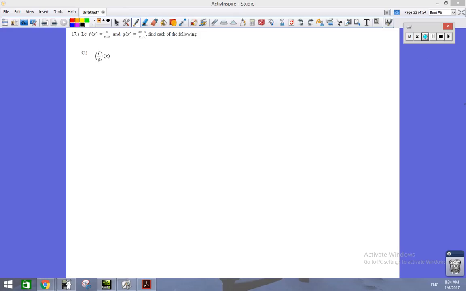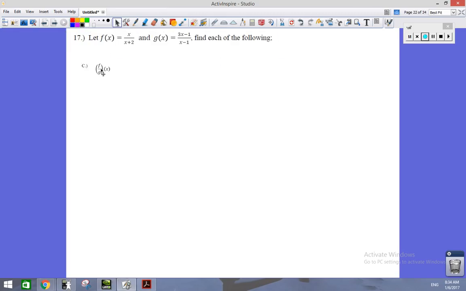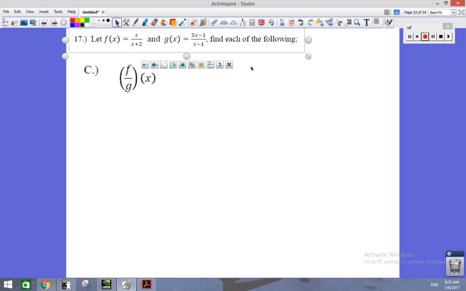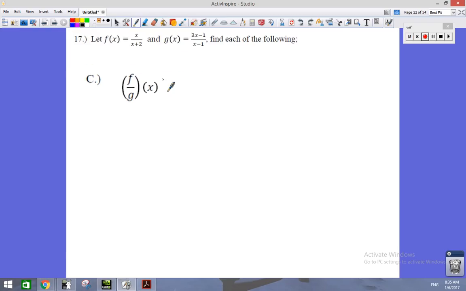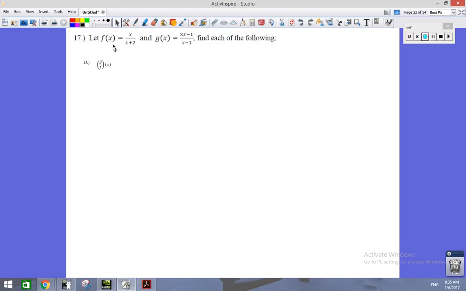All right, so let's continue this problem 17 with C and D. C and D are related to each other. They're asking me to create a new function, f over g. They could have called this h, but the way that they're naming it is telling me how it was constructed. This new function is created by taking the function f and dividing it by the function g. And if we look at part D, look how similar it is.